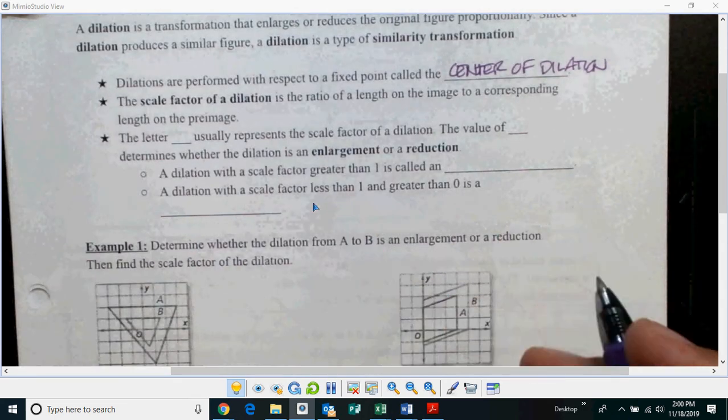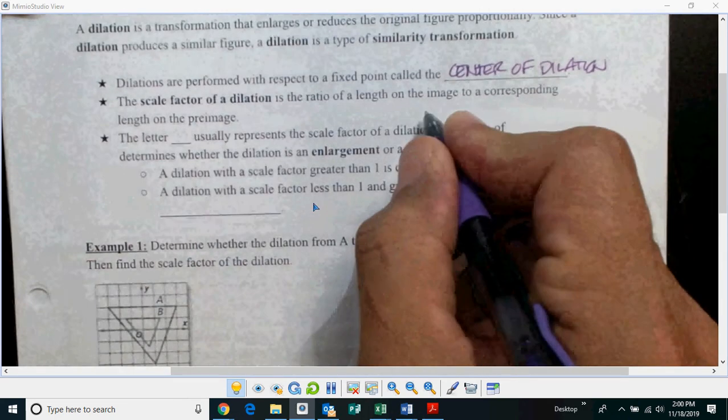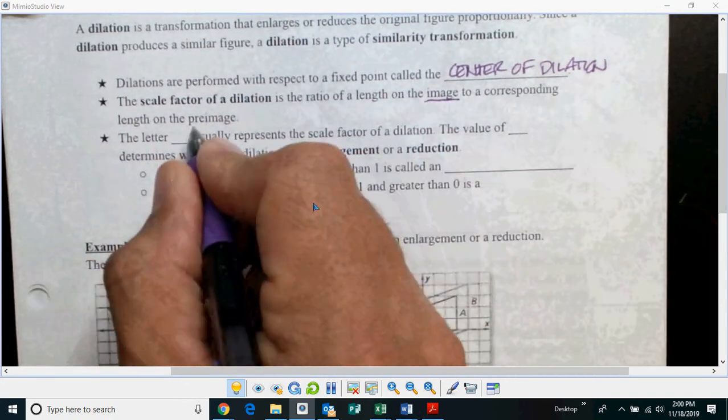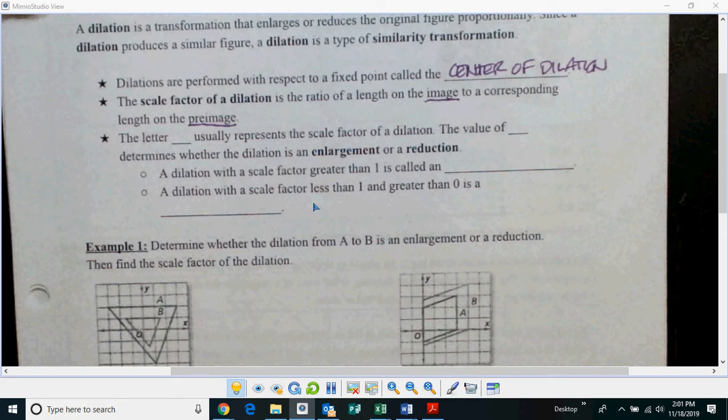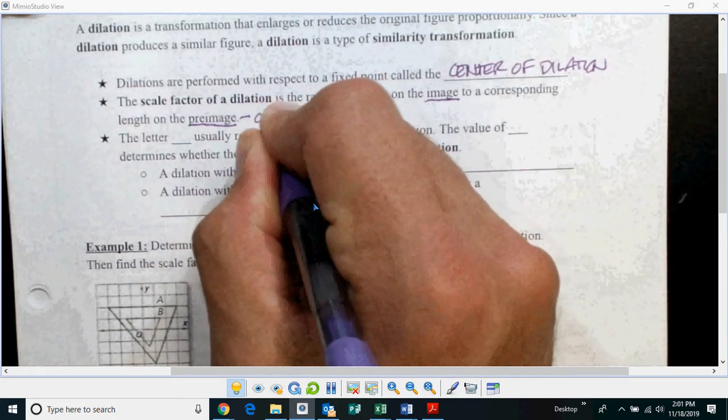The scale factor of dilation is the ratio of length on the image to its corresponding length on the pre-image. Which one of those is the first one? The pre-image. The pre-image is the original.